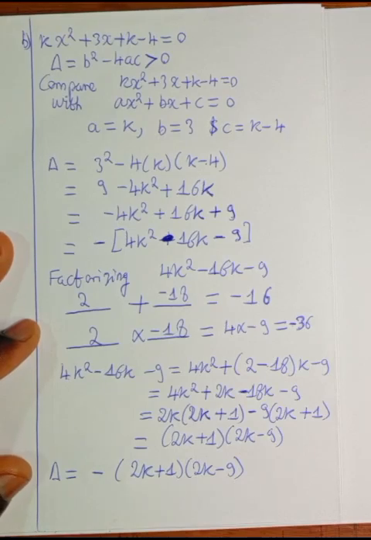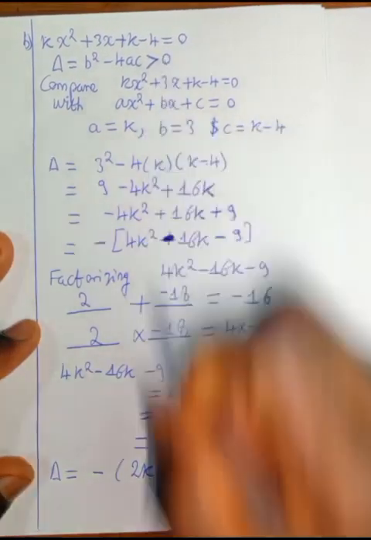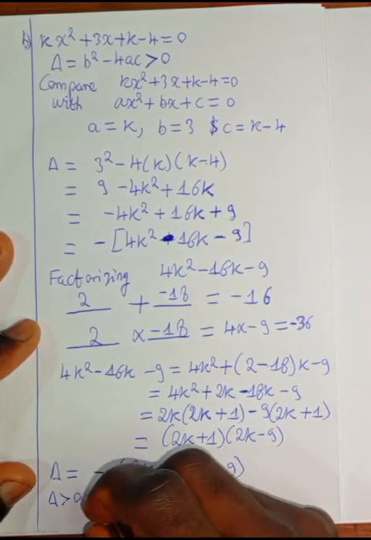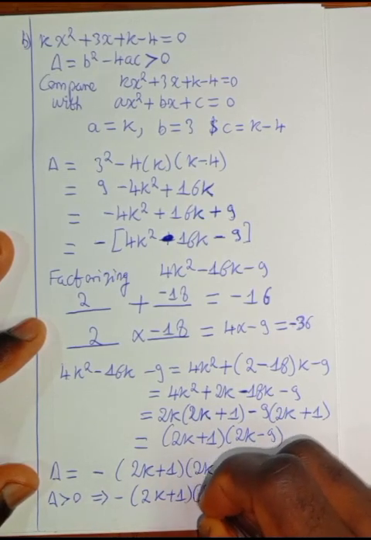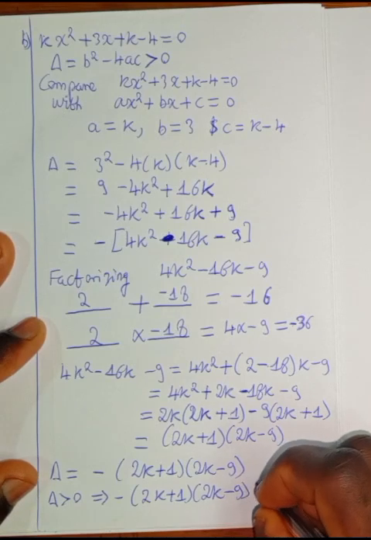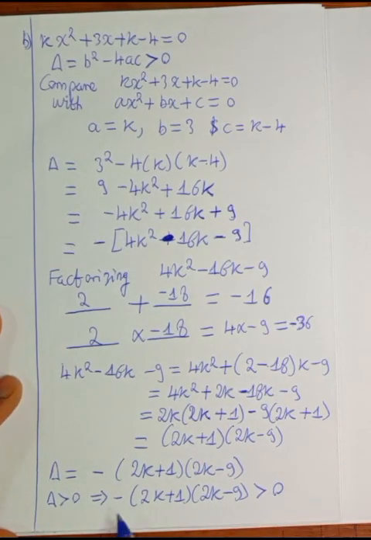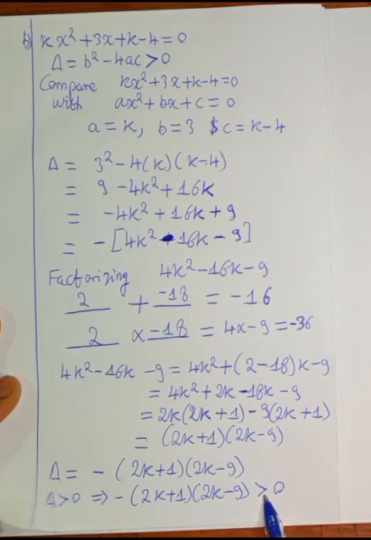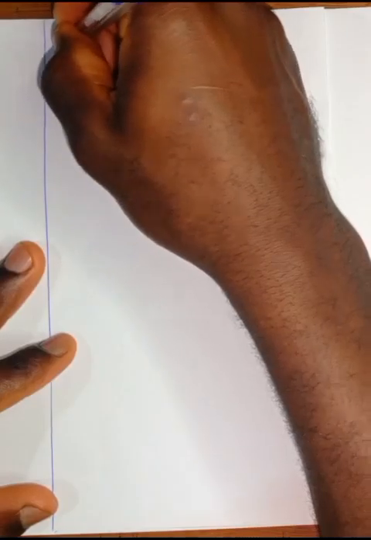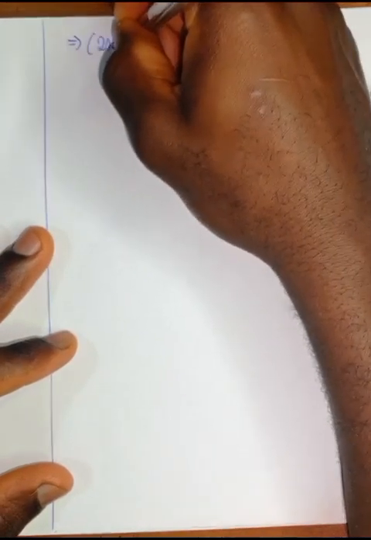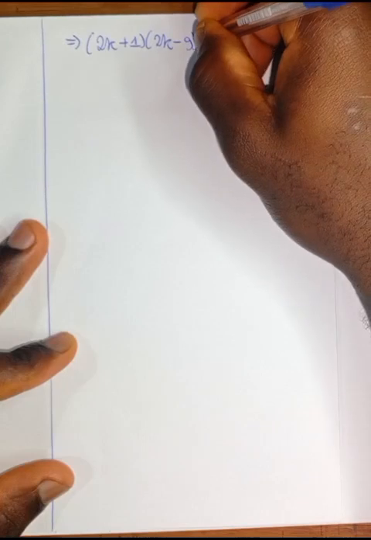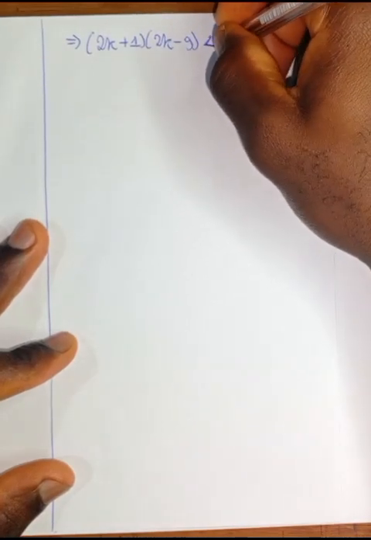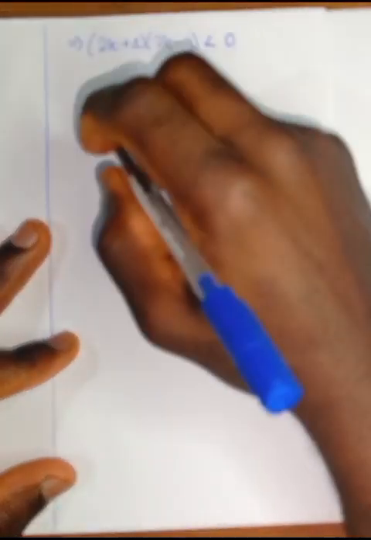Now for our quadratic equation to have real roots, the discriminant must be greater than 0. The discriminant is greater than 0, therefore negative 1 times (2k plus 1) times (2k minus 9) will be greater than 0. Next, we multiply both sides by negative 1, and the inequality sign reverses. So (2k plus 1)(2k minus 9) is less than 0, since 0 times negative 1 remains 0. So this is our quadratic inequality.